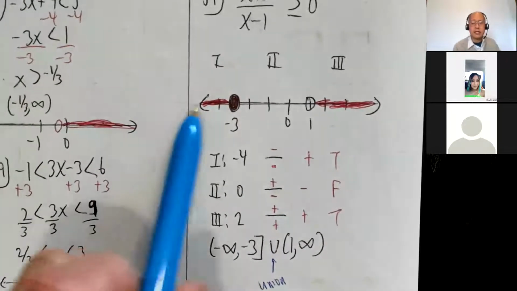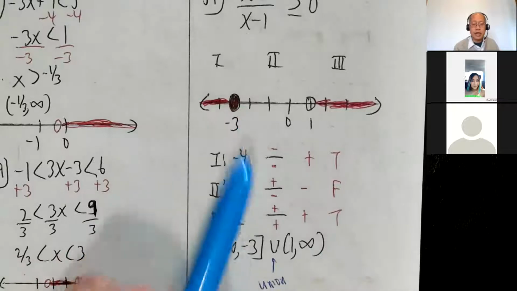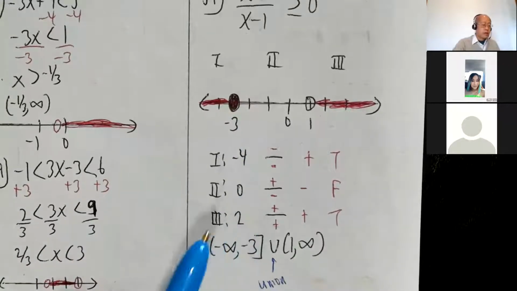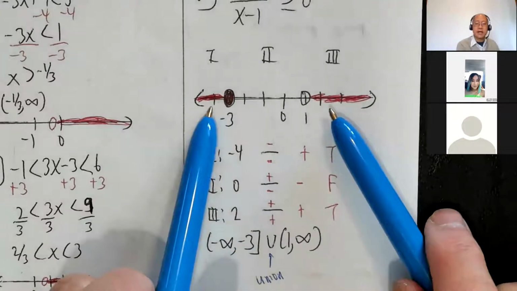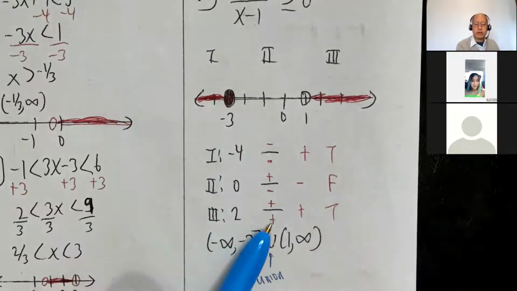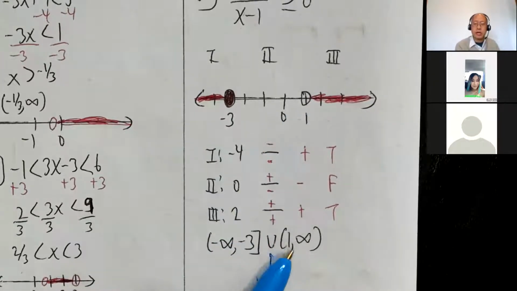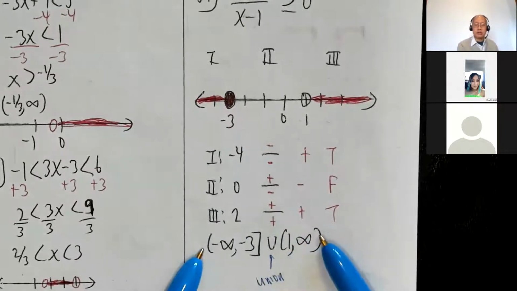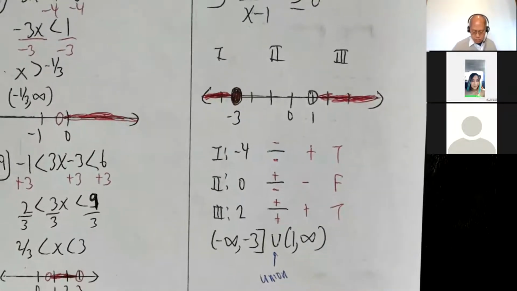All right, so how do I write this? I'm going all the way to the left, so negative infinity, comma, -3. I'm including -3, so a bracket. Then you join them with a U. U stands for union. When you have more than one set like this, join it with a U for union. And then I'm not counting 1, so parenthesis 1, comma, all the way to the right means infinity. And remember, negative infinity and positive infinity always use parentheses. So that's my solution set for this one.